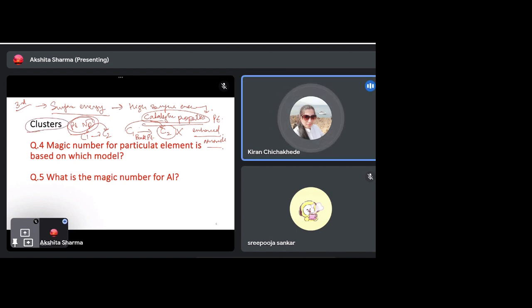Now moving on to clusters. What are clusters? What is the definition of cluster? The hint is that it depends upon the number of atoms. They have a minimum stable number of atoms, they combine and form clusters of a particular nanoparticle. I think it is like that.